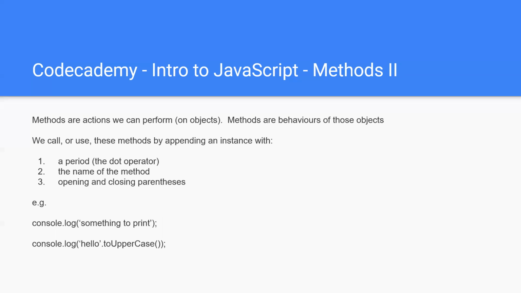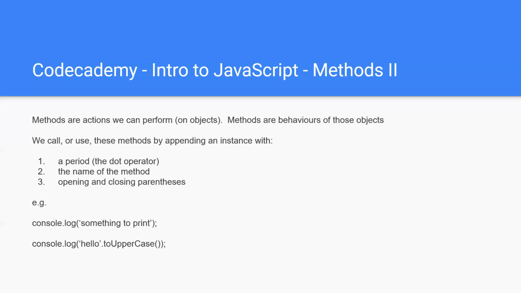How do we use a method, or how do we invoke a method from an object? There's three parts to it. Just like with attributes or properties, we use the dot operator, the period. After the period, we put the name of the method. And finally, we append to the method opening and closing parentheses. And within those parentheses, we can also incorporate parameters.